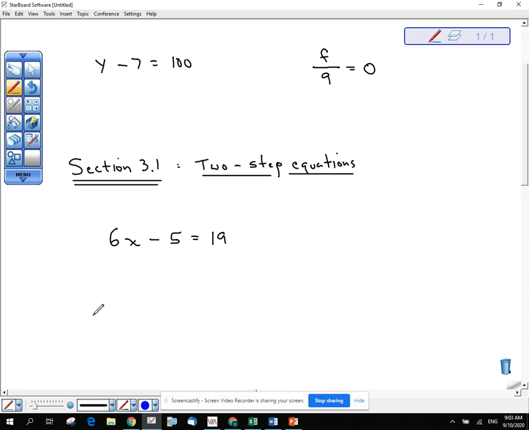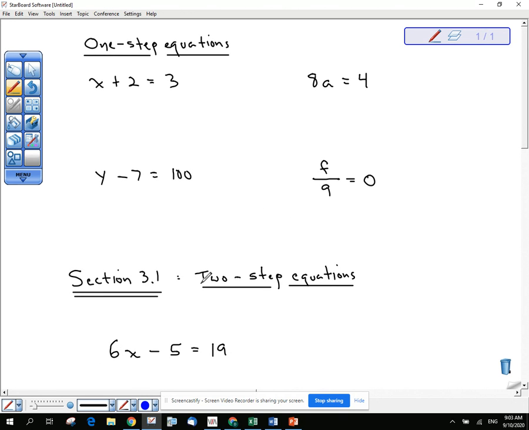Algebra 1, Section 3.1, two-step equations. Before we get into two-step equations, I just want to quickly address one-step equations.